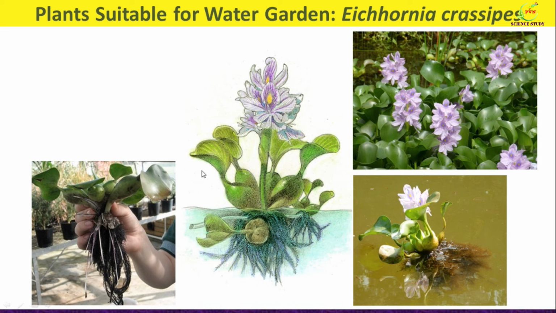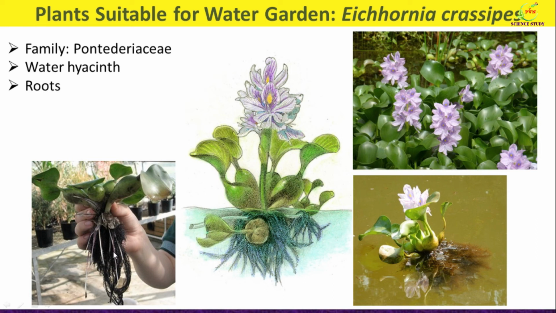The next plant suitable for water garden is Eichhornia crassipes. This is belonging to family Pontederiaceae. It is commonly known as water hyacinth. It is a common aquatic weed. In this sketch you can see different parts of the plant. This is the actual photograph of the plant in the water. This is the uprooted plant, and here you can see the inflorescence as well as the leaves of the plant.